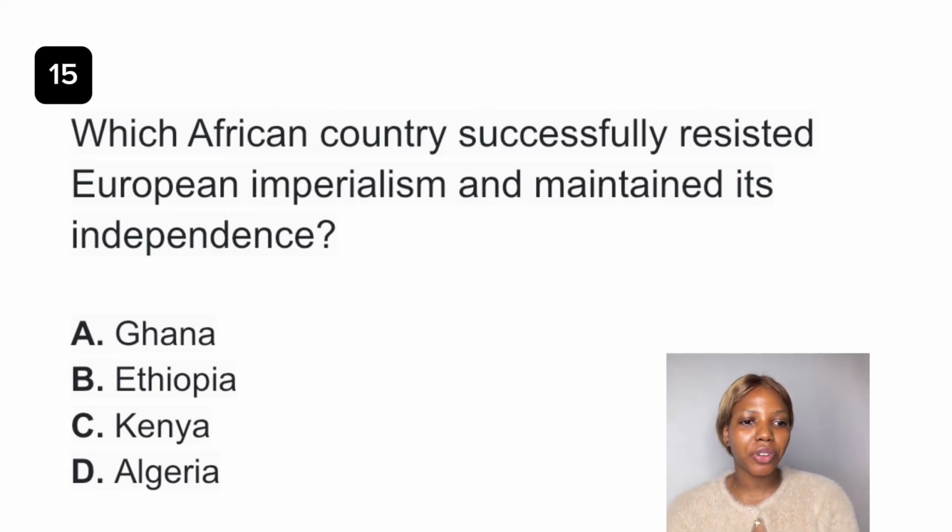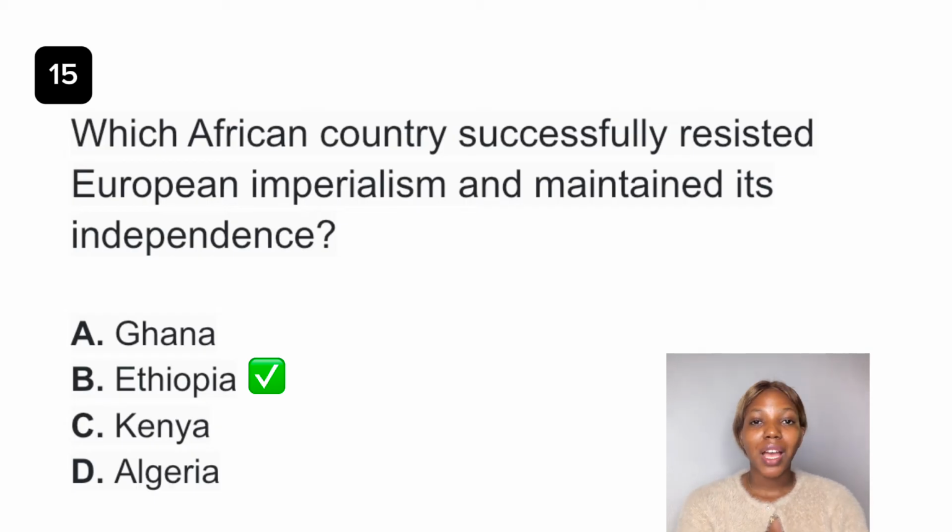Question 15. Which African country successfully resisted European imperialism and maintained its independence? The answer to this question is option B, Ethiopia. Ethiopia is the only country among these options that did not experience British colonial rule. And also Liberia, another African country that did not experience colonial rule. Ghana, Kenya, Algeria, they all experienced colonial rule. Ghana gained independence in 1957, Kenya in 1963, Algeria in 1962, and of course Nigeria in 1960, right? So the answer to this question is option B, Ethiopia.